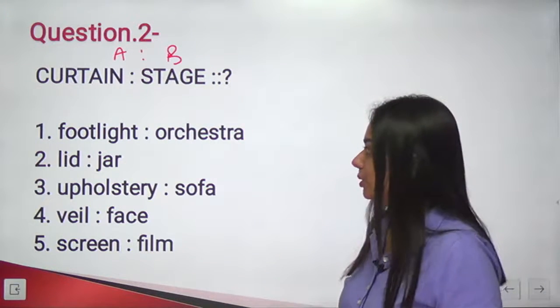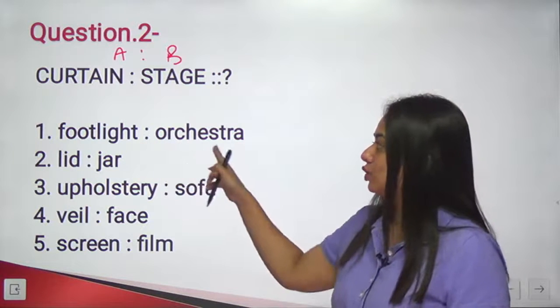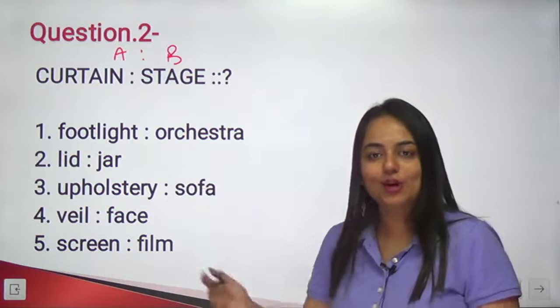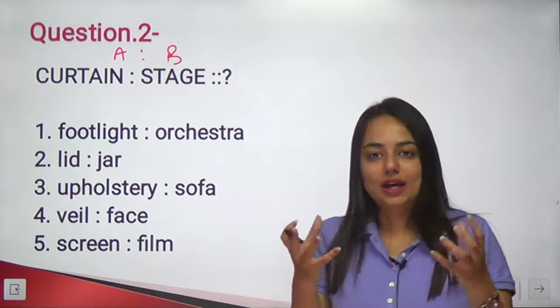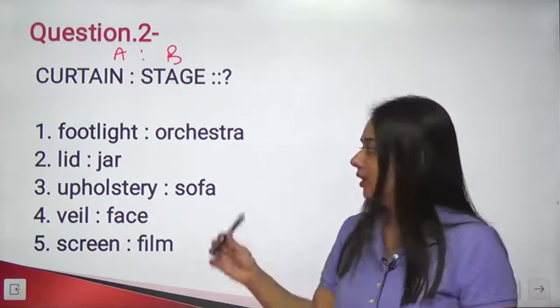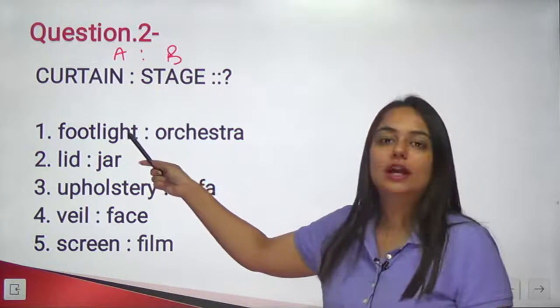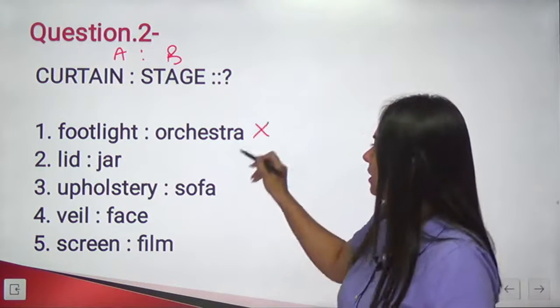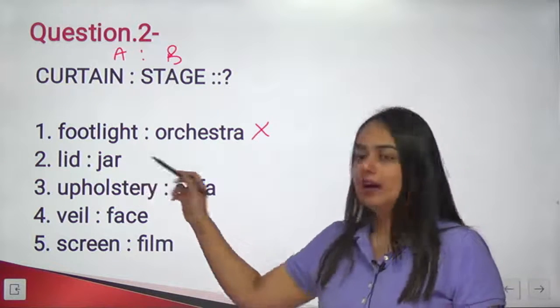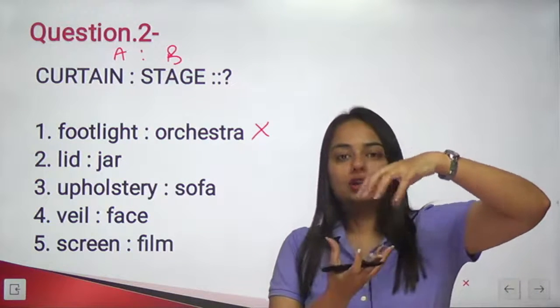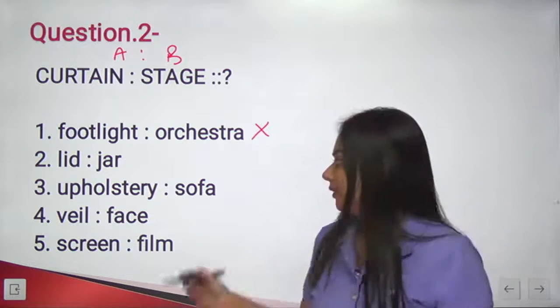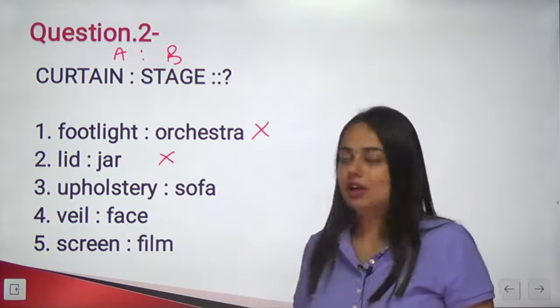This is the relationship. Footlight. Is footlight used to hide orchestra? No. In fact, it highlights the orchestra, a group of musicians that perform on the stage. They are highlighted with the help of footlights, not hidden by them. Easily we can eliminate this one. Lid and jar. Do we use a lid to hide the jar? No, we simply use it to cover the jar. Again, we can eliminate this one.